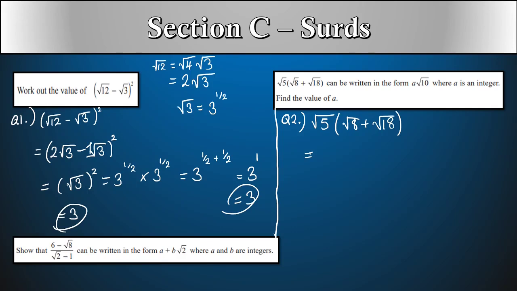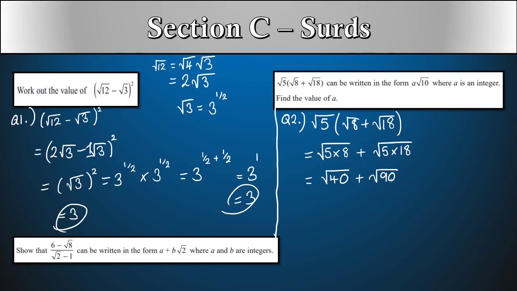So for this question, I think the easiest way to do it is just to expand this bracket out. So root 5 times root 8, remember when you multiply two square roots together, two surds together, this would just be root 5 times root 8, which is the same as doing it under one square root, like that. So that would be root 40. And then doing the same here, this would be 5 times 18, which would be root 90.